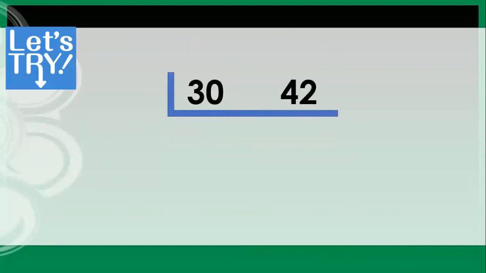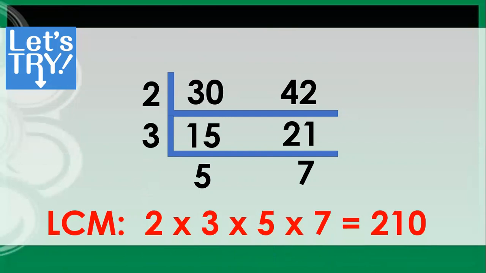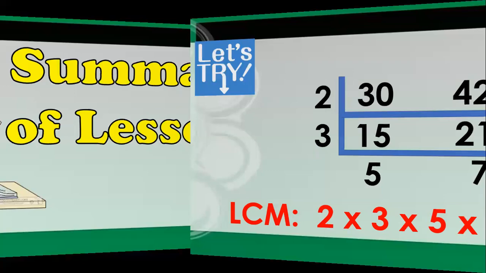Let's try to answer this one. What is the least common multiple of 30 and 42? Divide with the smallest prime number, that is 2. 30 divided by 2 is 15. 42 divided by 2 is 21. Divide with the prime number again, which is 3. 15 divided by 3 is 5. 21 divided by 3 is 7. So the least common multiple of 30 and 42 is 2 times 3 times 5 times 7, equal to 210. So that is the least common multiple of 30 and 42.